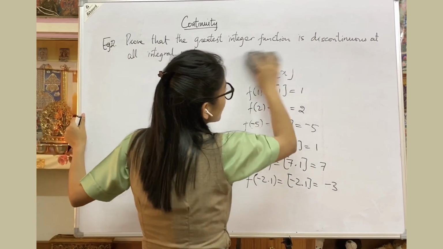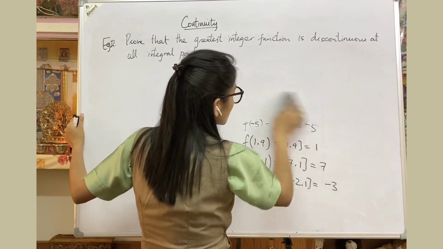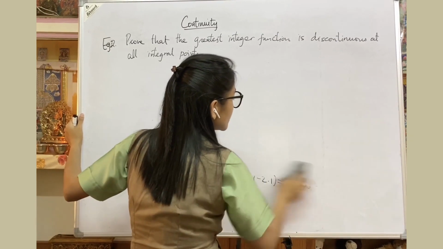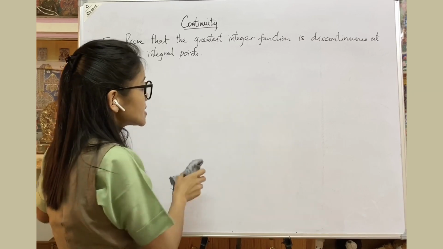Now the graph of the function is also there in class 11. From the graph of the function, you will easily see that the function is discontinuous.